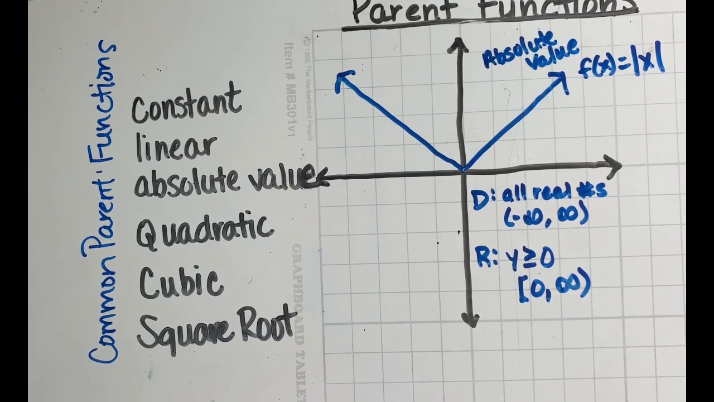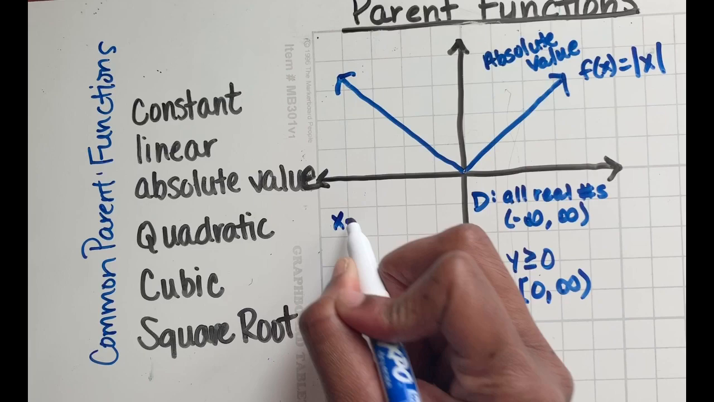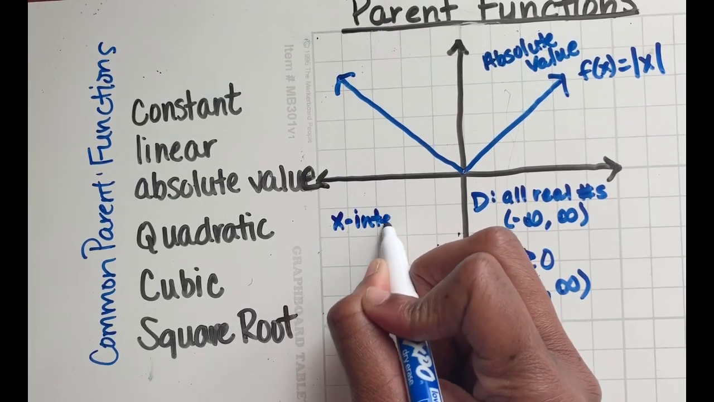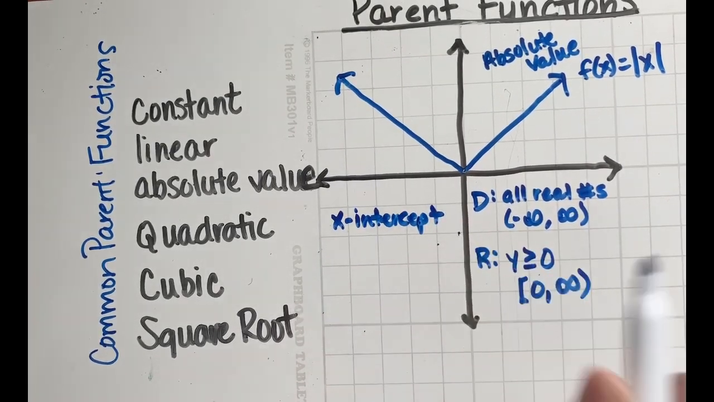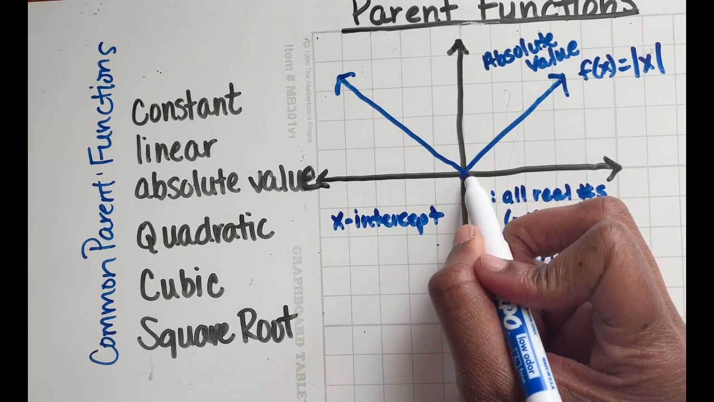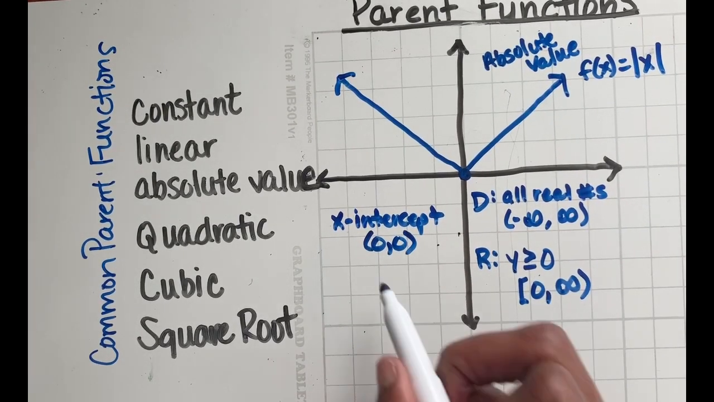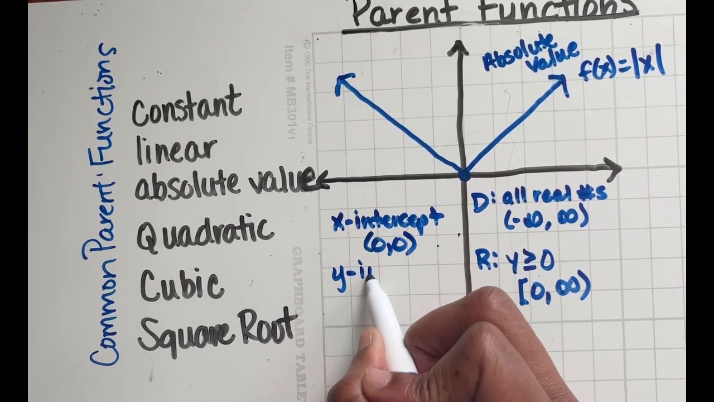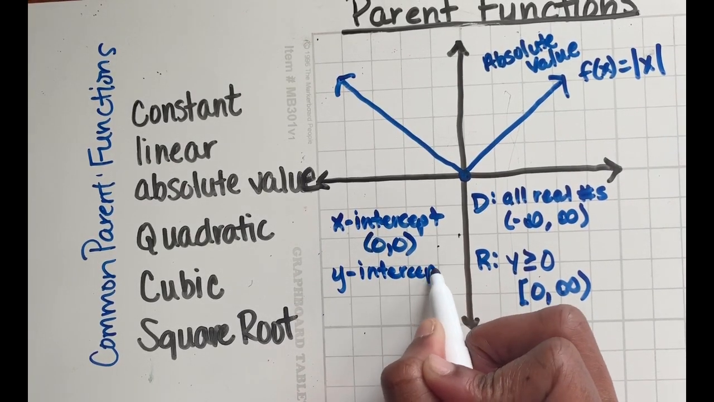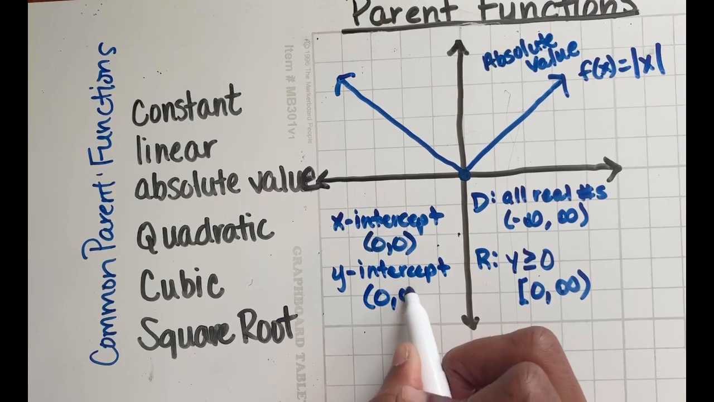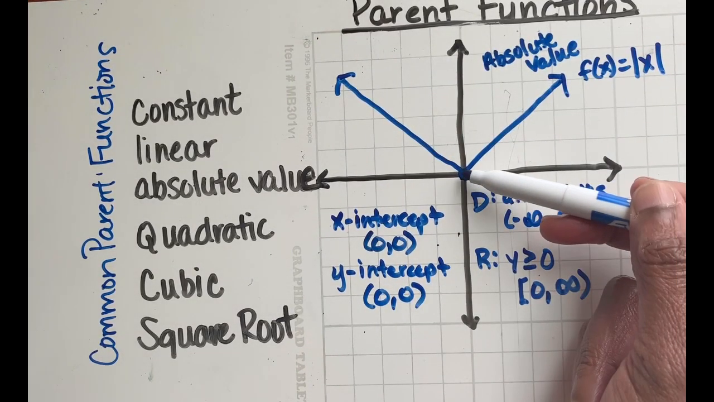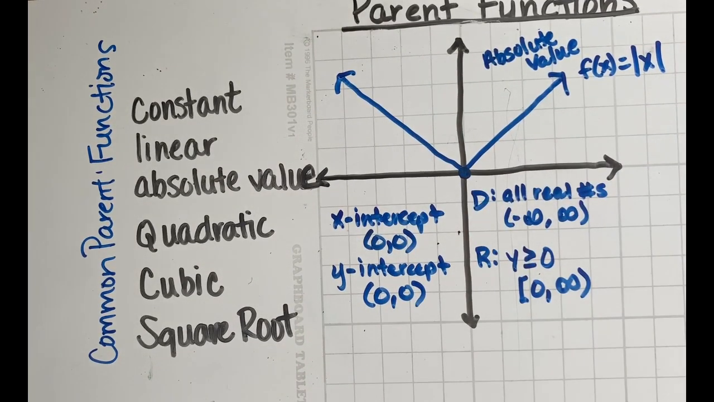Now, what is your x-intercept and y-intercept? X-intercept, where does it touch your x-axis? It touches it right here. So that's at 0, 0. And where does it touch your y-axis? So the y-intercept is also at 0, 0. It touches the y at 0, 0. It touches the x at 0, 0.